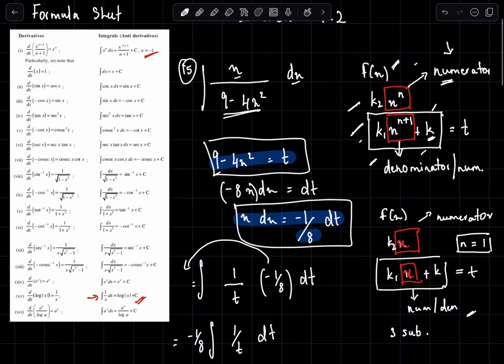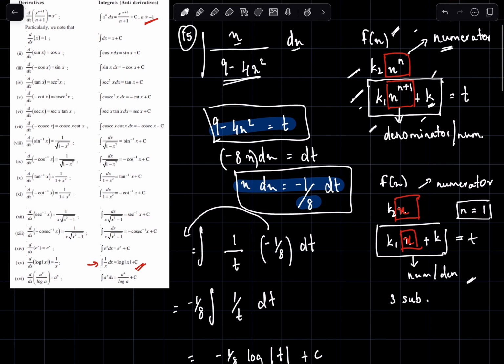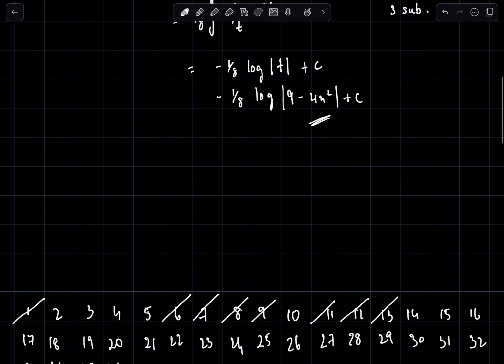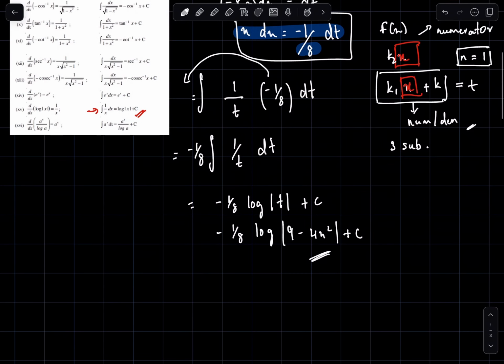So let's confirm question number 15. Yes, it is absolutely correct. And this was question number 15. Good. How many questions are we at now? 1, 2, 3, 4, 5, 6, 7, 8, 9. So 9. We still have a long way to go.